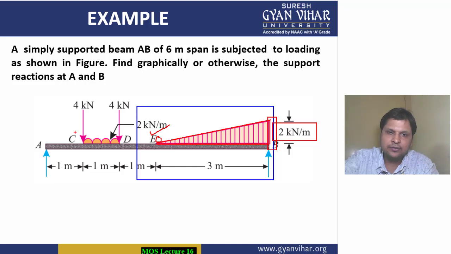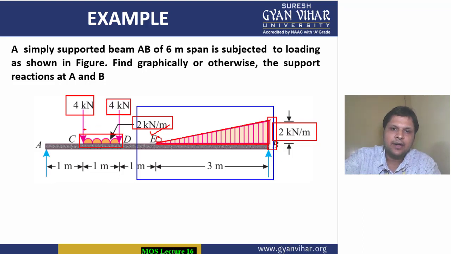Apart from that, it also has one uniformly distributed load of 2 kilonewton per meter, and it also has 2 point loads of 4 kilonewton at C and D. Now we have to calculate the support reactions at A and at B.